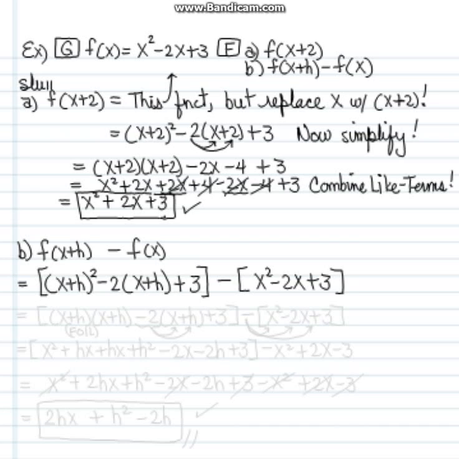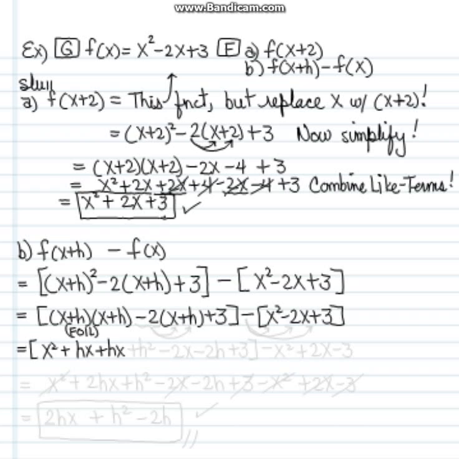Now, on the next line, we have (x + h)². That's the same as (x + h)(x + h). And then we're going to be distributing the −2 across the parenthesis, and then add 3, minus, now here, I'm going to distribute that negative sign inside the bracket. Okay, let's FOIL the (x + h)(x + h). It's x² + hx + hx + h². Now distribute the −2, we get −2x − 2h, and then add the 3.